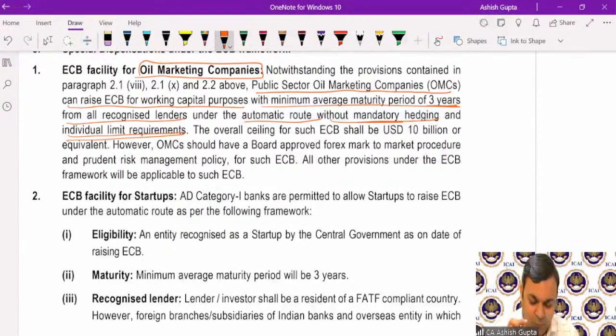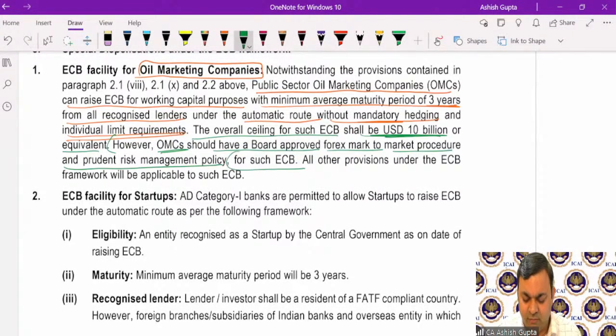If you look at 2.1 and 2.2, they talk about the minimum maturity period, which is altogether different. The overall ceiling for such ECB shall be USD 10 billion or equivalent. However, OMC, which stands for Oil Marketing Companies, should have a board approved forex mark-to-market procedure and prudent risk management policy for such ECBs. All other provisions under the ECB framework will be applicable to such ECBs. So this is specific to oil marketing companies.